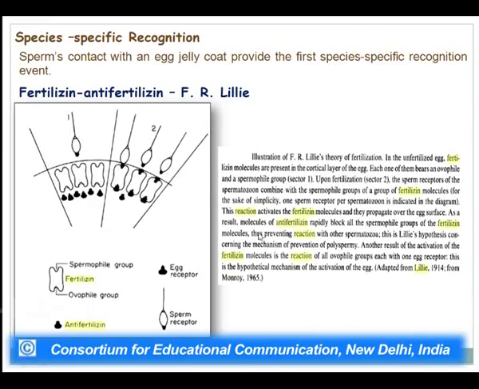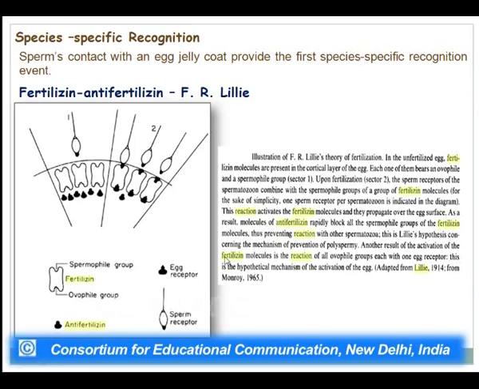So, you can see as a result, molecules of antifertilizin rapidly block all the spermophile groups of the fertilizin molecules, thus preventing the reaction with other spermatozoa. This is Lillie's hypothesis concerning the mechanism of prevention of polyspermy also, because all of them become occupied, therefore only one sperm can bind, and no more sperms can bind to the egg membrane.